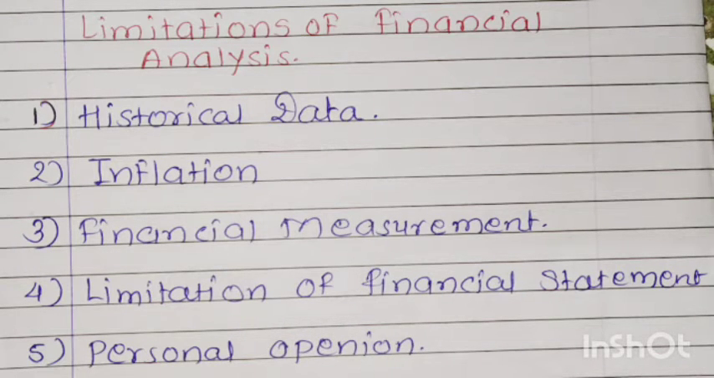Next is personal opinion. There are options in accounting for preparing the accounts. Example, use of depreciation method, inventory valuation method. Thus, there is a possibility of personal opinion. Due to this opinion, there is room for subjectivity in preparation of accounts. This also creates a hurdle for financial analysis. Thus, it can be considered as a limitation.